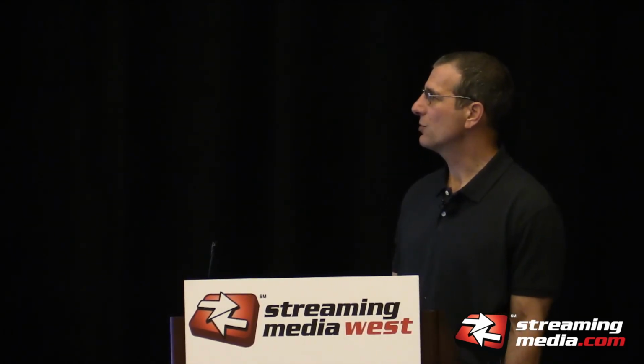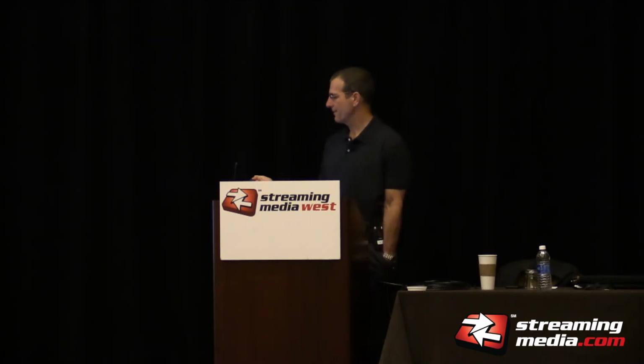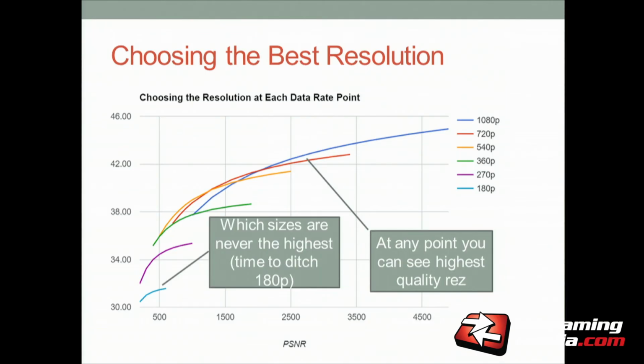And then this is kind of a cool graph. This shows you at any point on the data rate scale, you can see what the highest quality resolution is. So if we want a 2.5 megabit per second file, the 1080p stream is the highest quality stream. And you can also see which streams are never the highest quality. A lot of people have really low resolution streams in their encoding ladder, and what this tells you is these streams down here are never the highest quality, so you might as well just stop producing them. You're better off sending a 360p stream than a 270 or 180 stream at every data rate.